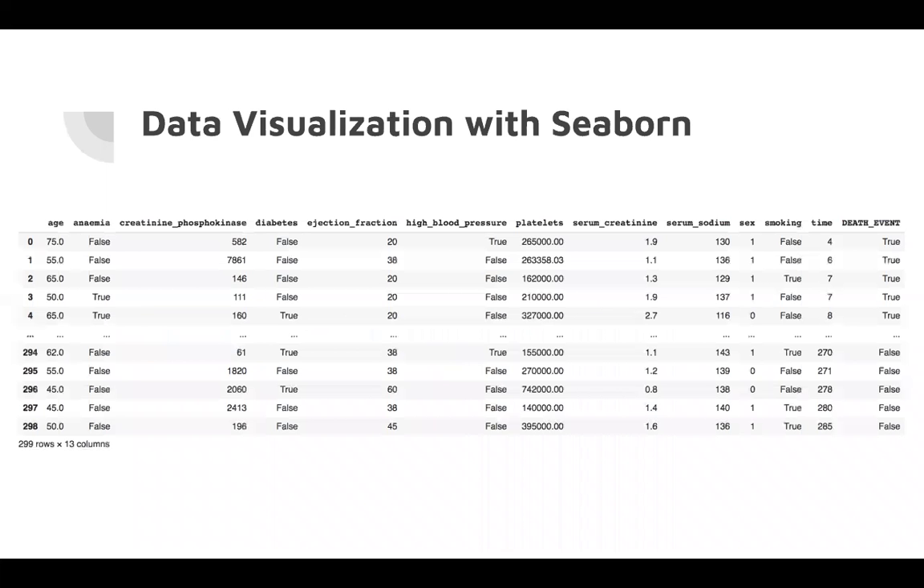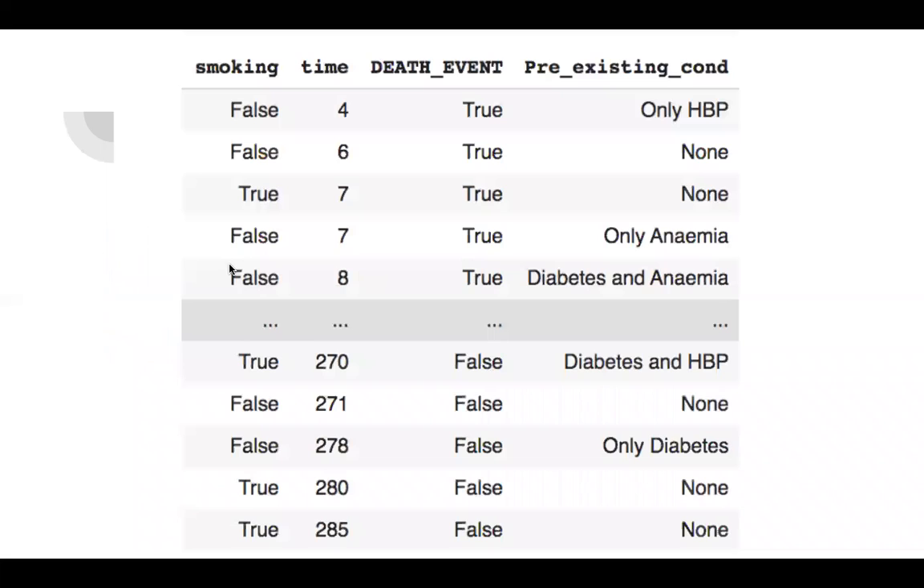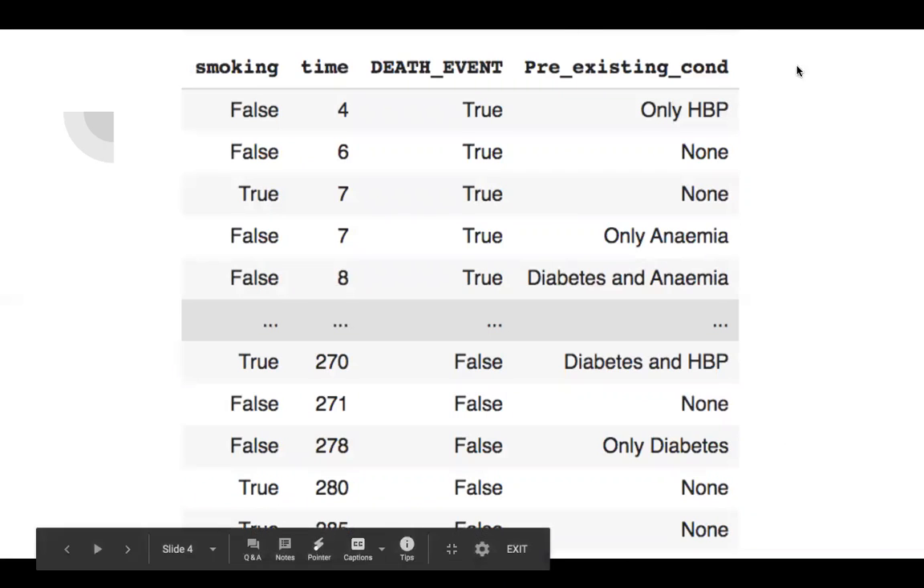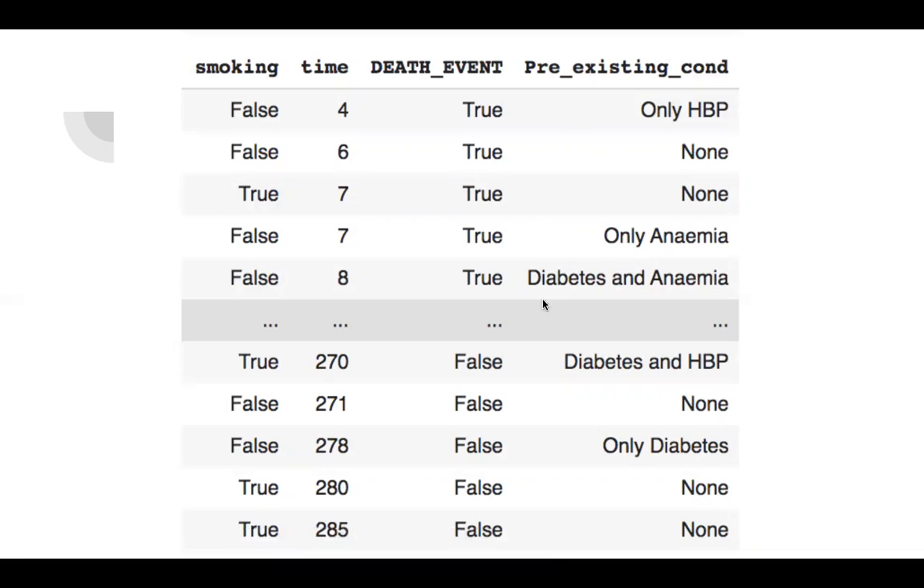So before jumping right into Seaborn, this is what my data looks like. I imported my data through a Pandas data frame, and I actually created a new column called pre-existing conditions. I made a new data frame as well. I didn't want to ruin the original one, so I made a copy and added this column.